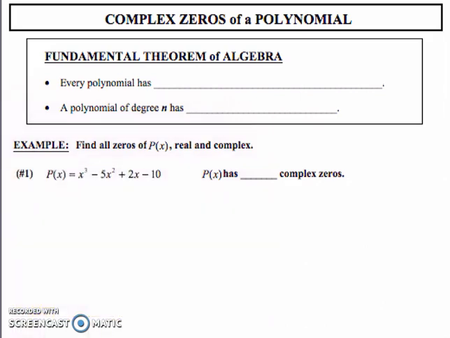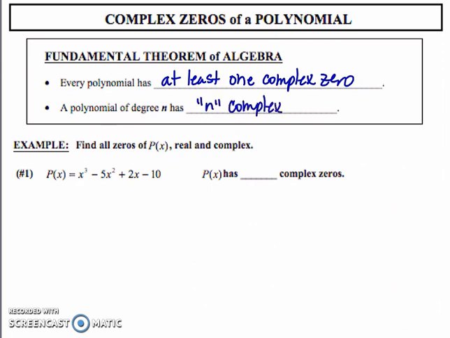We're going to begin with the fundamental theorem of algebra. It has a very fancy name, but it's basically something that intuitively we all already know. And this is that every polynomial has at least one complex zero. And a polynomial of degree n has n complex zeros.